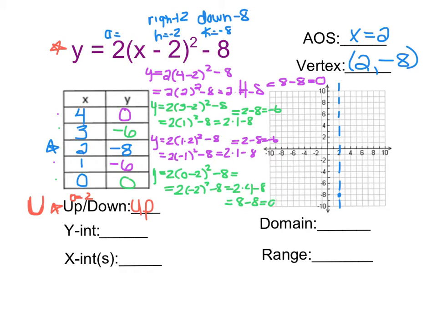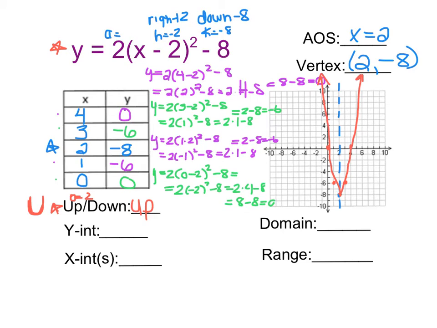So I have (2, negative 8) already plotted. I then have (1, negative 6), (0, 0). I also have (3, negative 6), and (4, 0). So I have a nice quadratic graph there that I can see. Okay, so now that I've got a nice graph here, all I need to do is identify my key information.